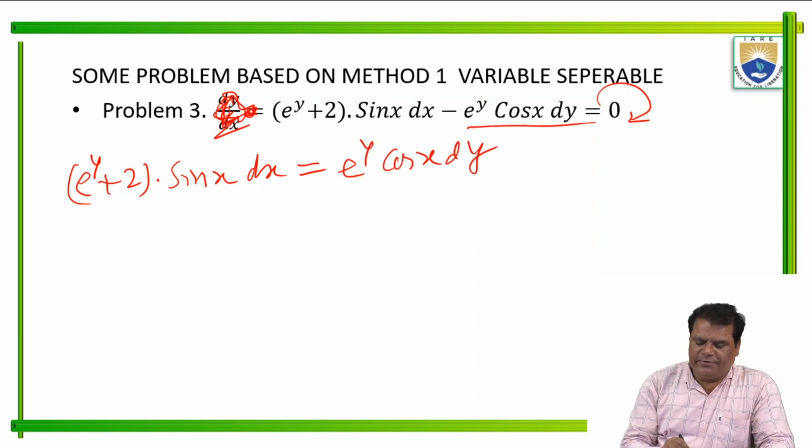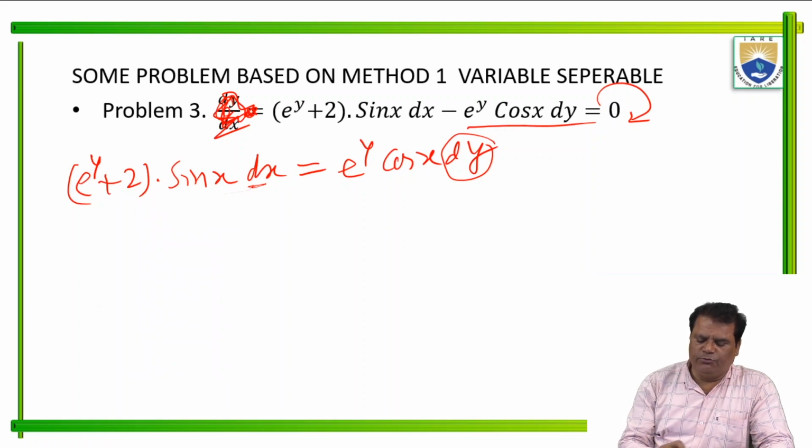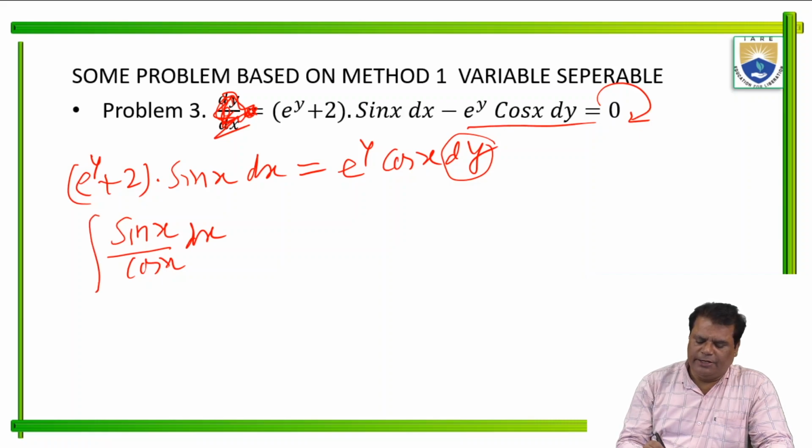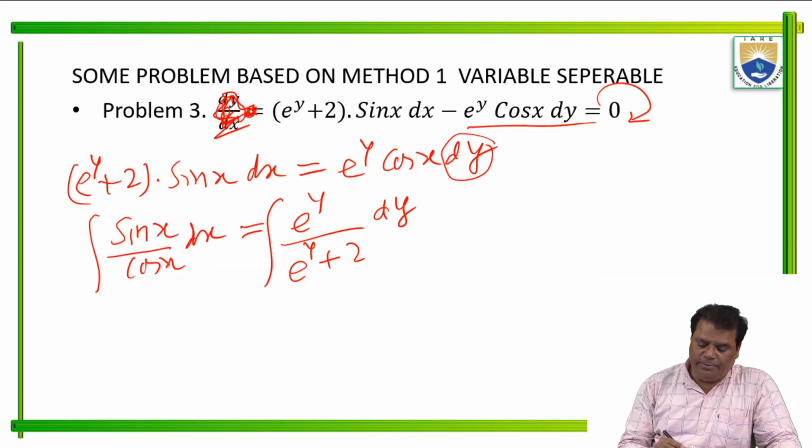Now I am separating the variables. Here is dy, so all functions of y I take to the right-hand side. Here is dx, so all functions of x I take to the left side. So here is sin x upon cos x dx, an integrable function, equal to e to the power y upon e to the power y plus 2 into dy. Integrating this.